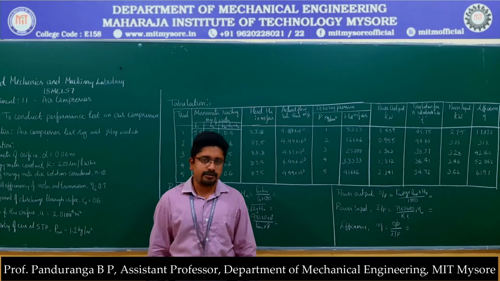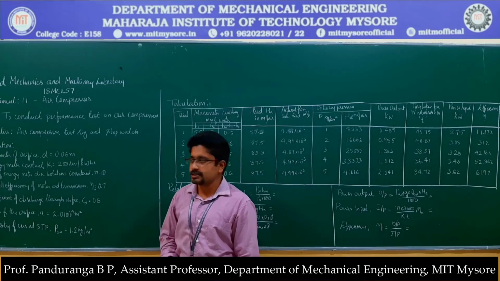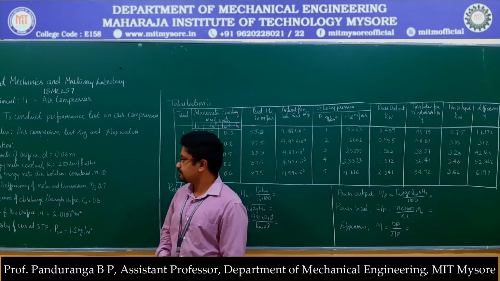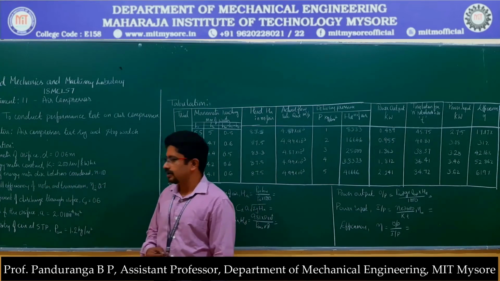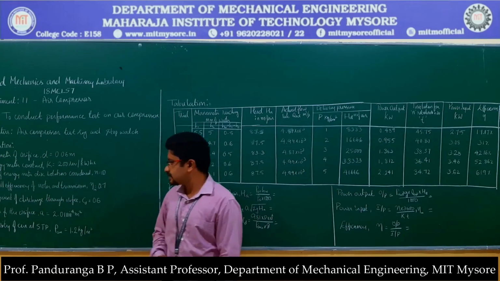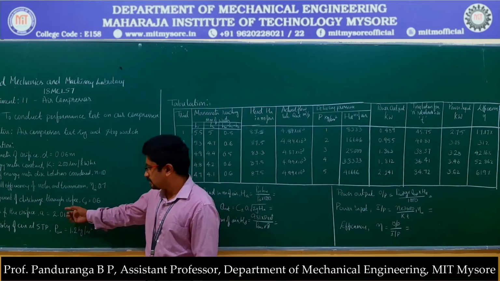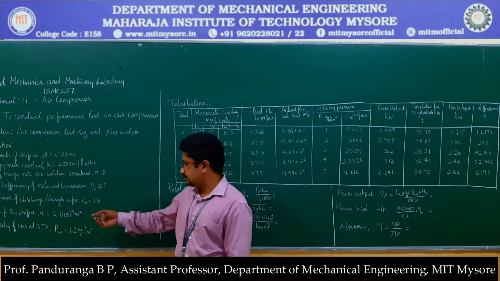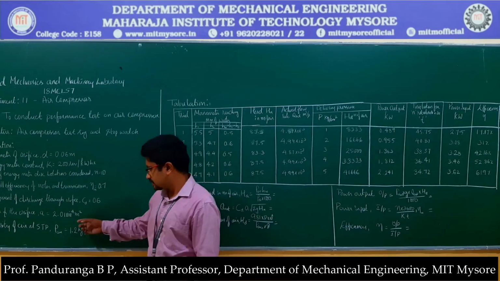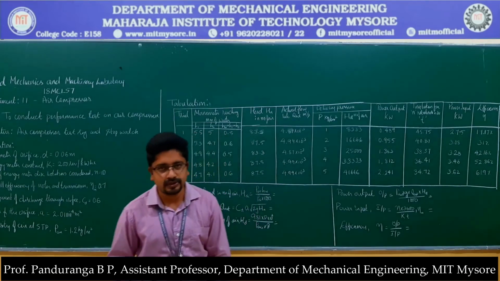Now let us see the observation, tabulation and calculation. The observations are: the diameter of the orifice is 0.06 meter or 6 millimeter. The energy meter constant is 200 revolutions per kilowatt hour, and the number of energy meter disk revolutions which we are considering is 10 revolutions. The overall efficiency of motor and transmission put together is 0.7. Then the coefficient of discharge through the orifice is 0.6. Area of the orifice is 2.01 into 10 to the power of minus 4 meter square, and the density at STP condition is 1.2 kg per meter cube.